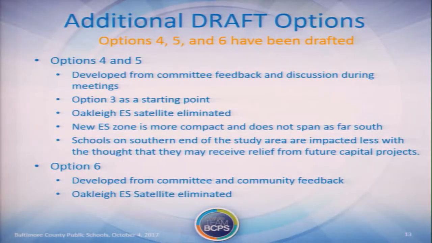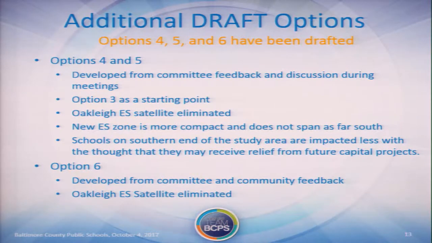The Oakley satellite was eliminated in the new options 4 and 5, because you said you liked 3, but you didn't like that satellite at Oakley. And that was one of the things that we did. Also, the new elementary zone is more compact and doesn't span as far south. That was one of the other things that you had said, that the new school zone spread too far north and south in some of those prior options that we had shared with you. And then the schools on the southern end of the study area in options 4 or 5 are impacted less, with the thought that they may receive relief from future capital projects. We did leave Joppa View and Perry Hall a little bit on the higher side in options 4 and 5 because of that new school that's so close to those zones. And we'd like to get your input on that tonight as well.